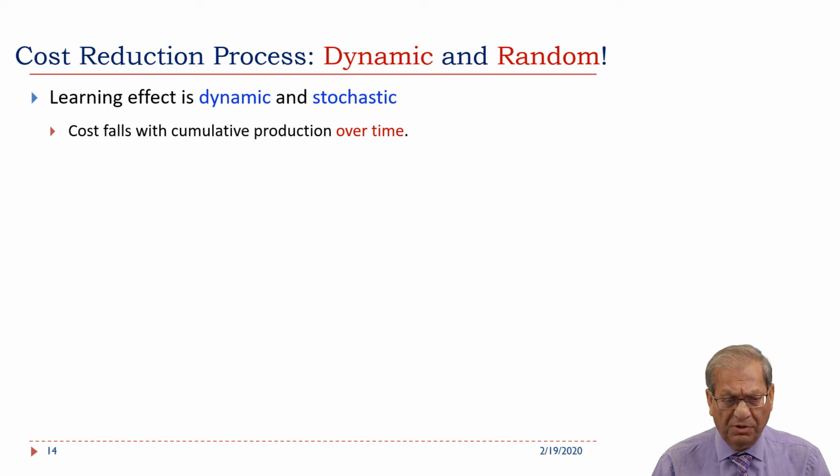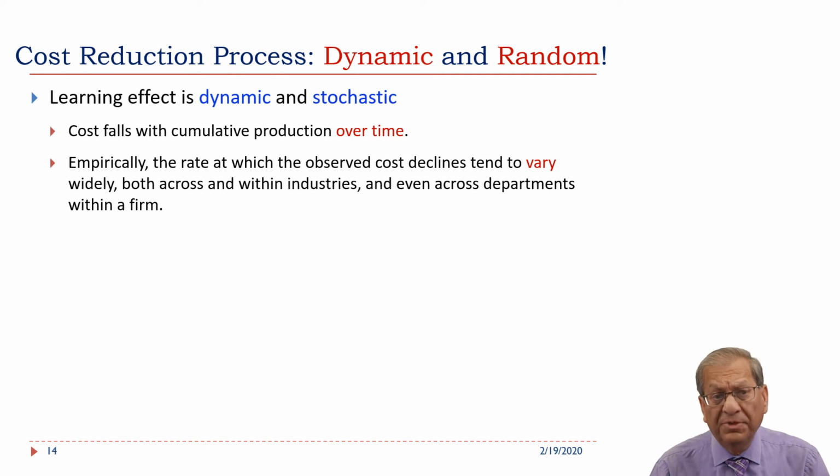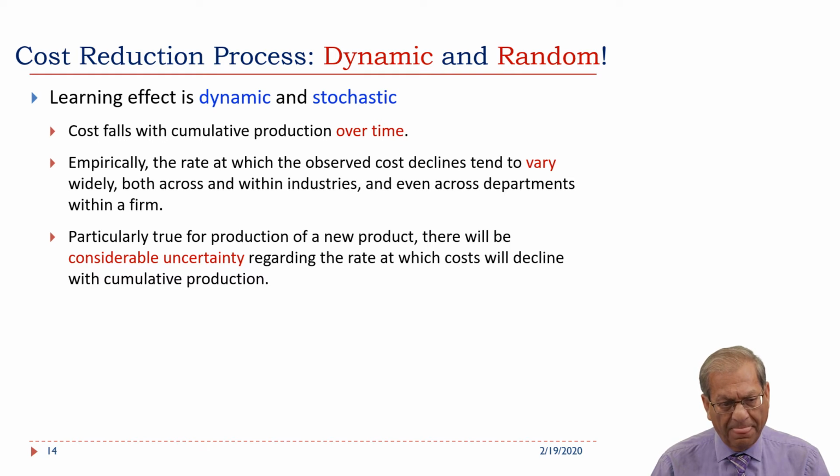We can see that the cost falls with cumulative production over time, and empirically, the rate at which the observed cost declines tends to vary widely, both across and within industries, and even across departments within a firm. This is particularly true for the production of a new product, where there will be considerable uncertainty regarding the rate at which cost will decline with cumulative production.